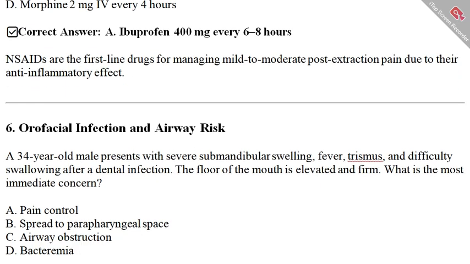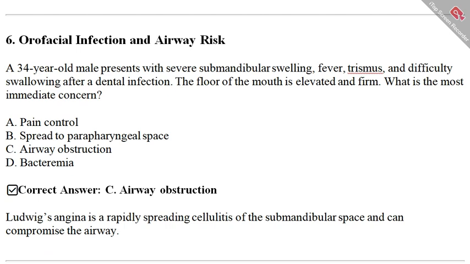Let's move to the sixth question of this vlog, which is related to orofacial infection and airway risk. A 37-year-old male presents with severe submandibular swelling, fever, trismus, and difficulty swallowing after a dental infection. The floor of the mouth is elevated and firm. What is the most immediate concern?